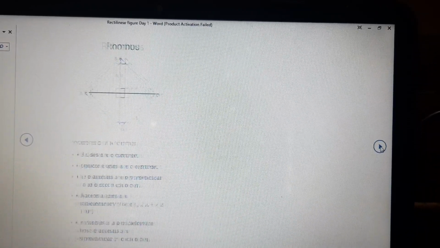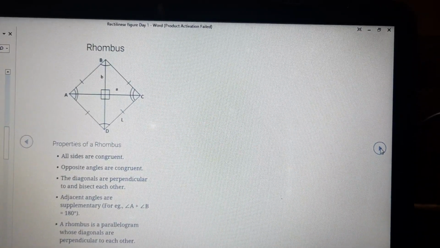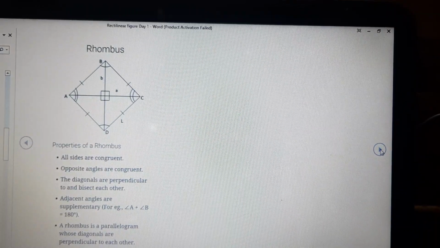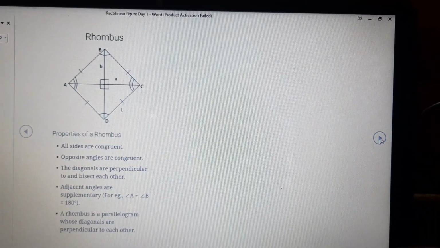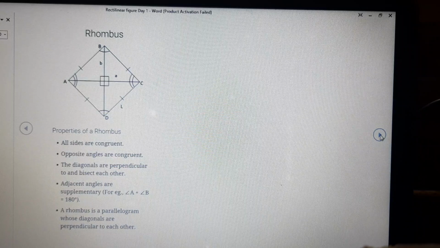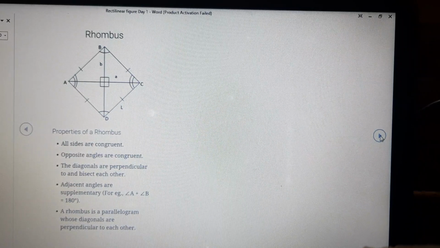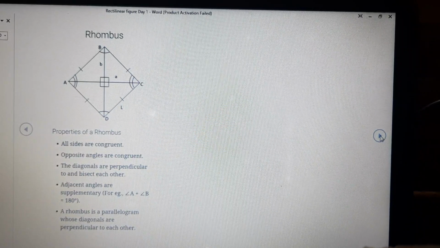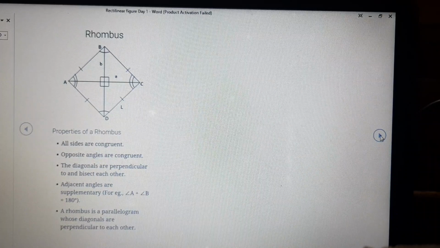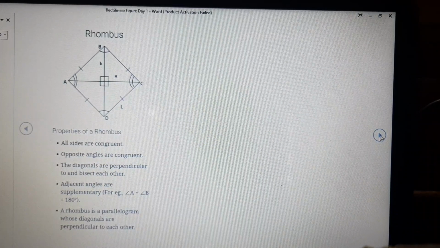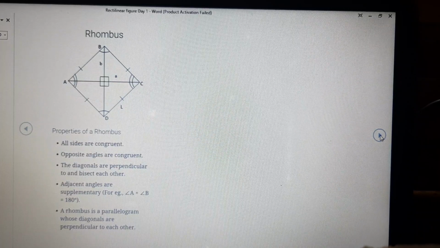Moving on, the next is a rhombus. A very, very widely used figure. It says that in a rhombus, opposite sides are parallel to each other. All the sides are equal. Diagonals, a very, very important property. Diagonals of a rhombus bisect each other at 90 degrees.